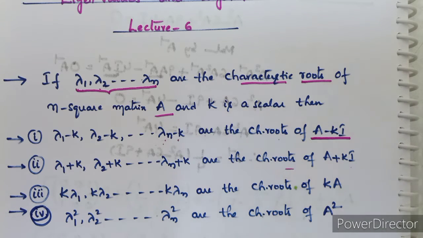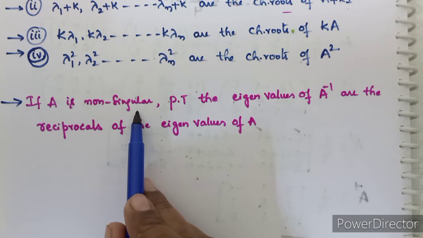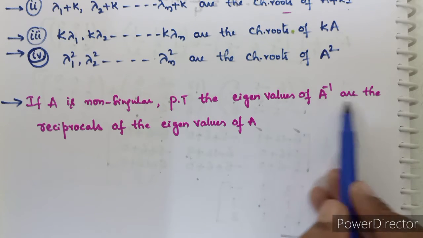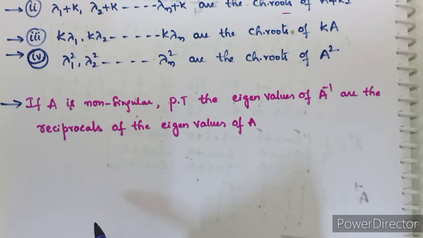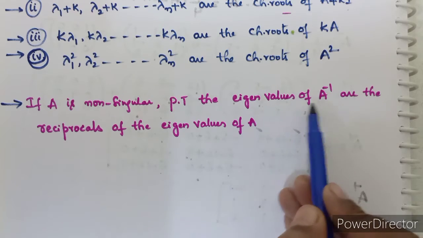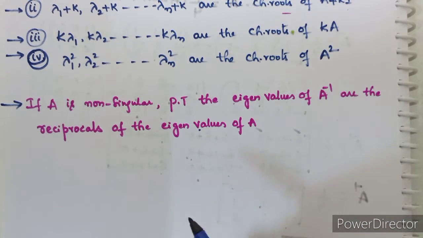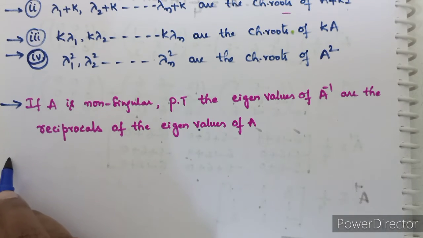Now we see some problems. If A is a non-singular matrix, prove that eigenvalues of A inverse are the reciprocals of the eigenvalues of A. That is, we need to prove now. Given here, A is non-singular. Now we see the proof.